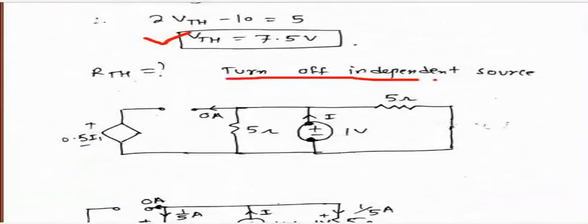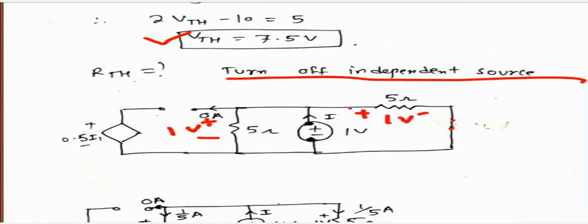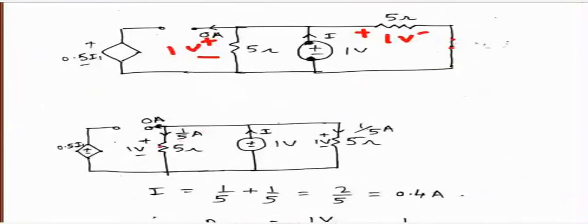Then 1 volt upon current will give me the value of RTH. So turn off the independent sources. So current source is open circuit, voltage source here is short circuited. Okay. So this 1 volt and 5 ohm are in parallel. So here also voltage will be 1 volt only. As well as this 1 volt and this 5 ohm are in parallel. So here also voltage will be 1 volt only. So how much current will flow? As voltage is 1 volt, current will be 1 volt upon resistance, that means 1 by 5 ampere here.